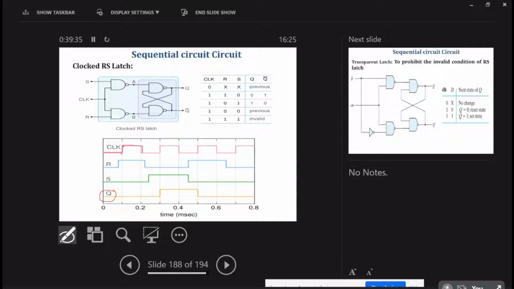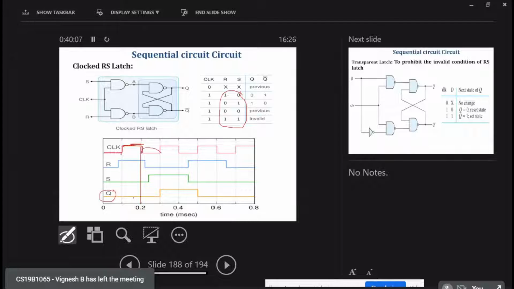Here, when the clock is 1, what is happening? When the clock is 1, after that it will look for the input values or input levels. So if we observe here, during this time, R is 1, S is 0. Okay, R is 1, S is 0. So Q is equal to 0. Here during this time, Q is equal to 0.